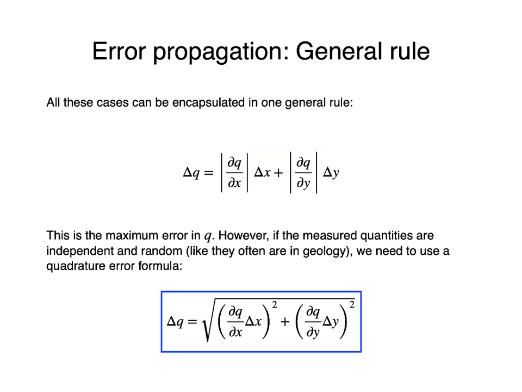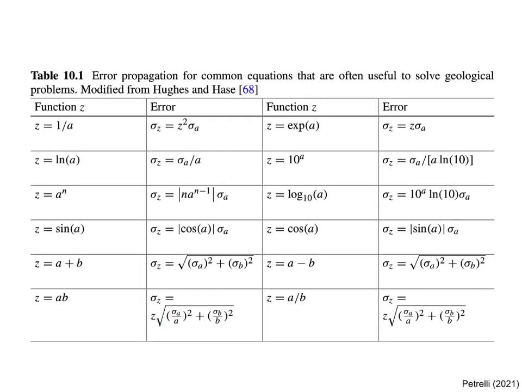However, if the measured quantities are independent and random, as is often the case in geology, we need to use instead a quadrature error formula like this. This table shows the error in quadrature, sigma, for common functions or equations. You can use this table to compute the error whenever you encounter formulas like these.